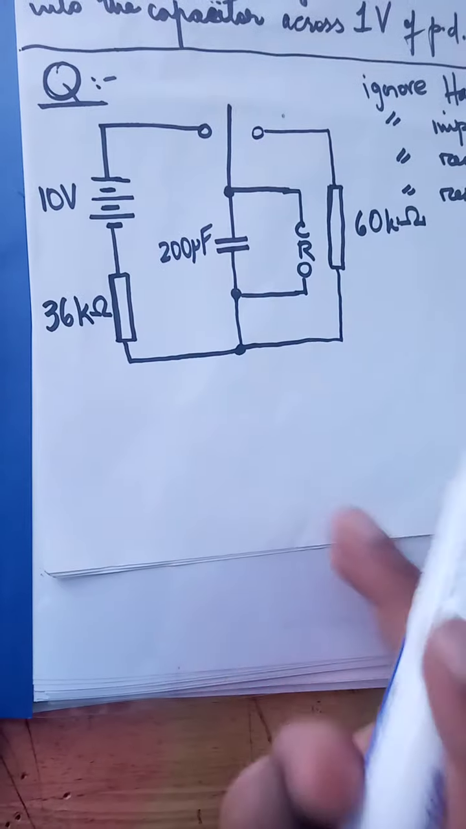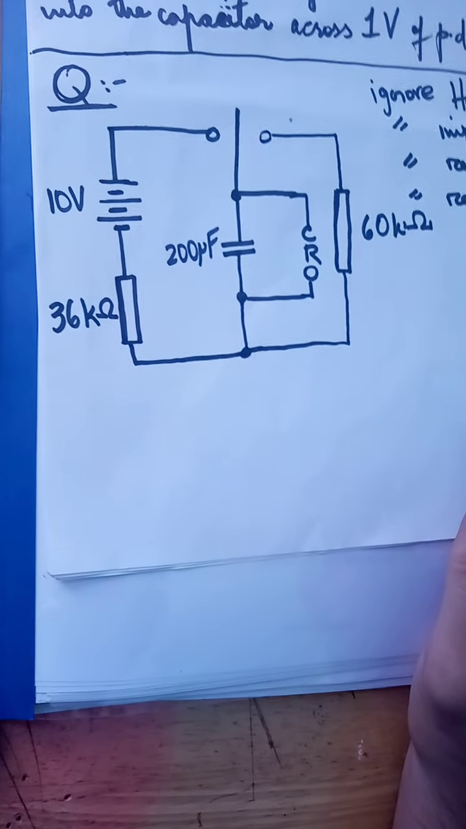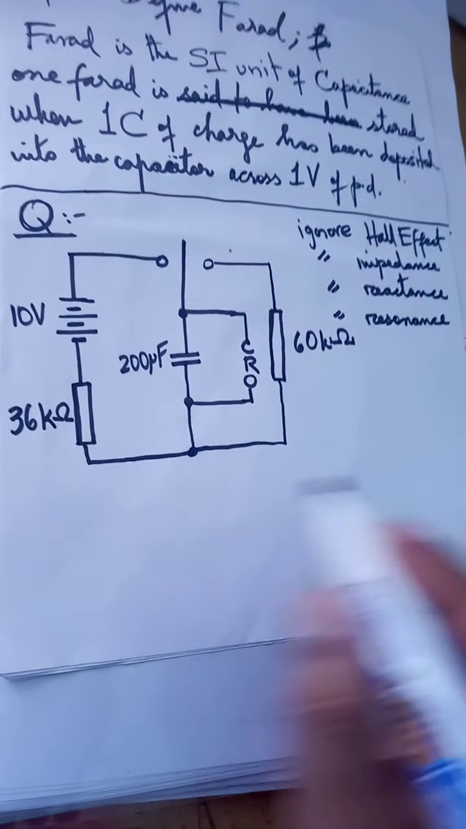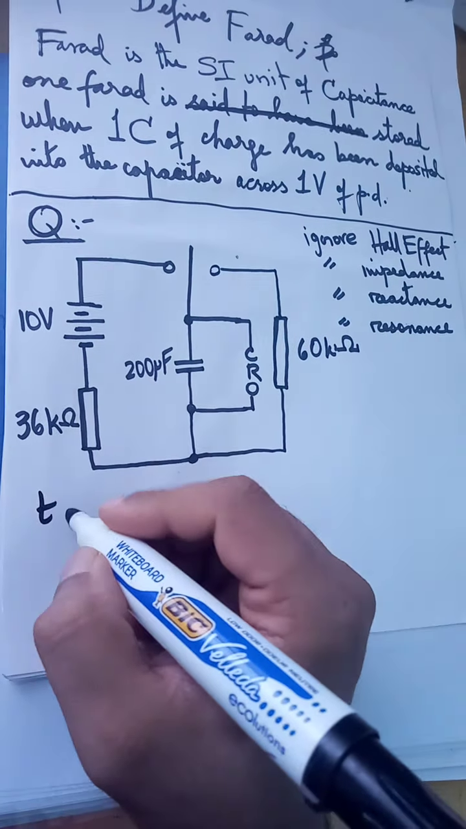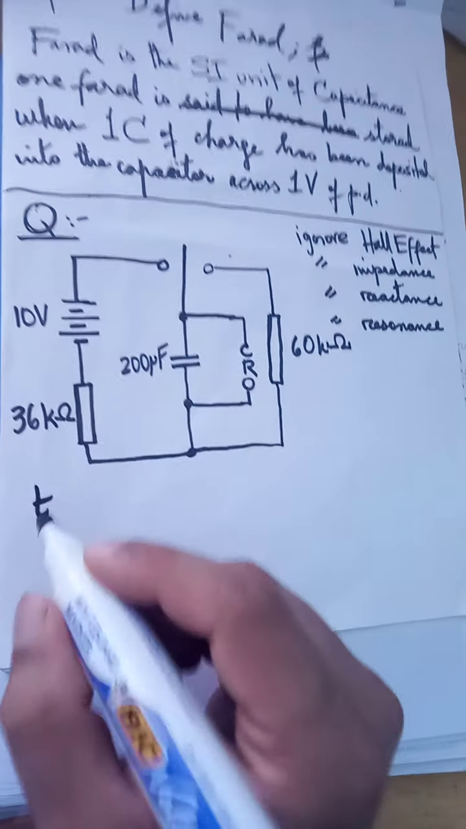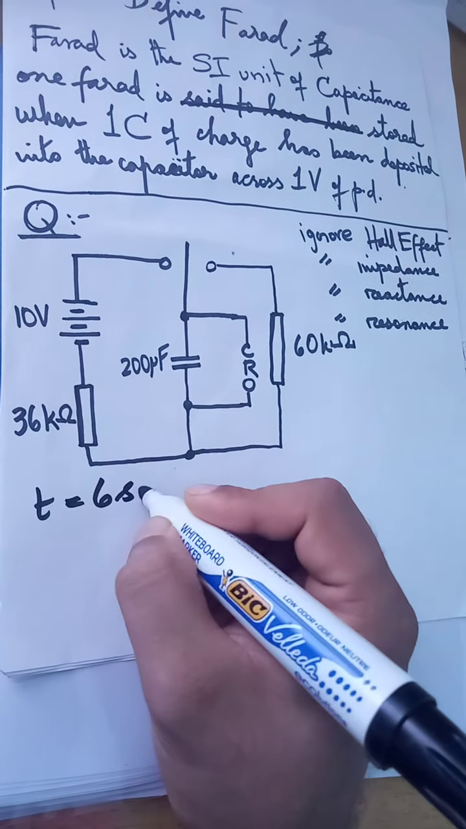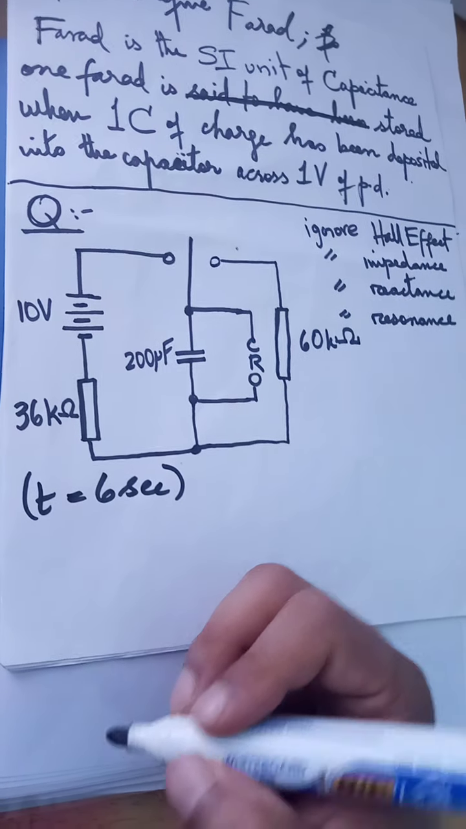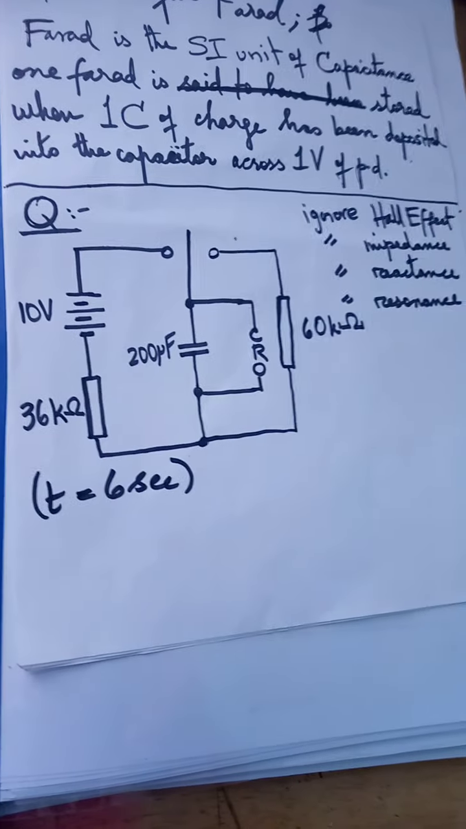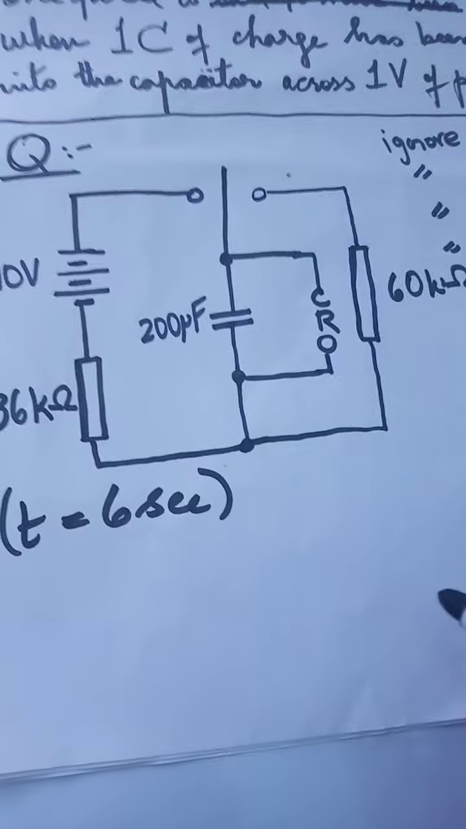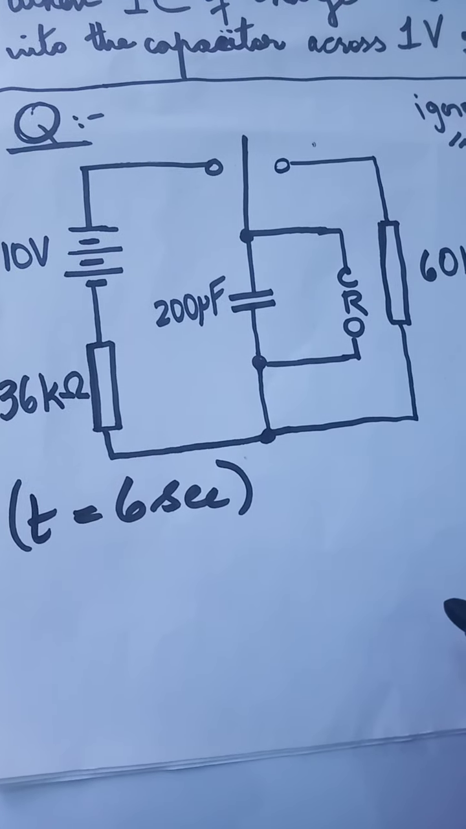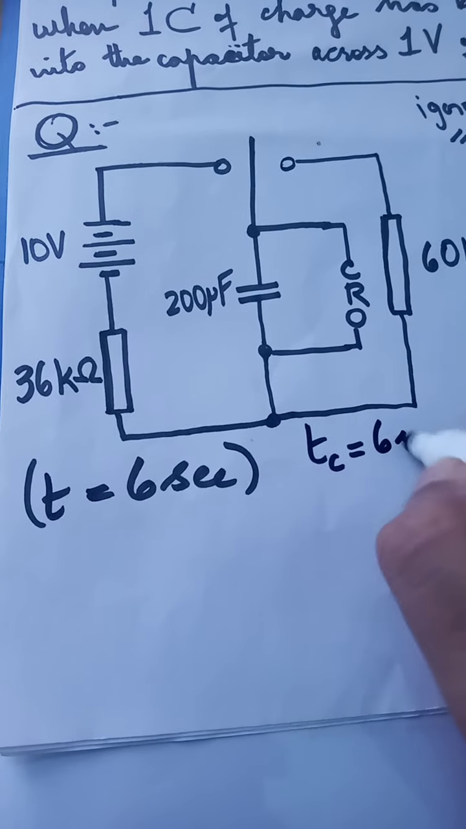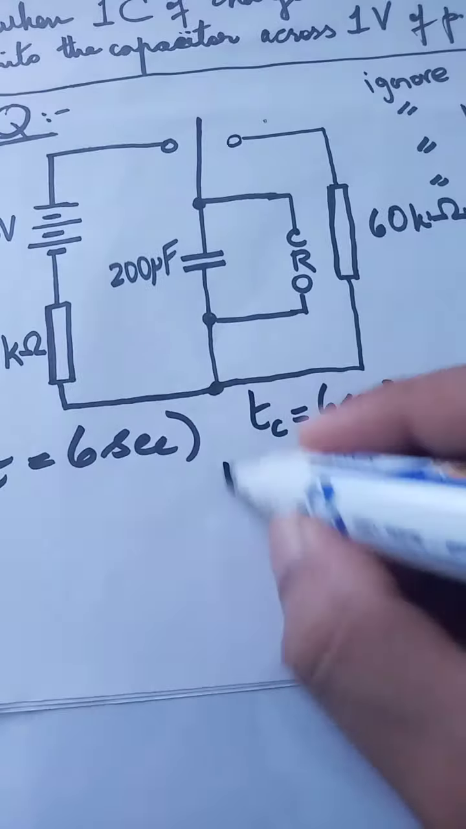I want you, number one, to pause the video if you must, and show me the time constant is 6 seconds. Show it to me, and then I'll show you the working. Now, I asked you to show me the time constant for charging to be 6 seconds. So T charging equals 6 seconds. Prove it. We know T equals RC.